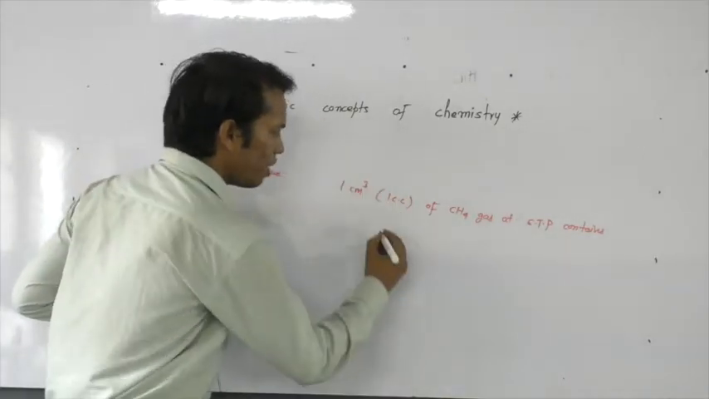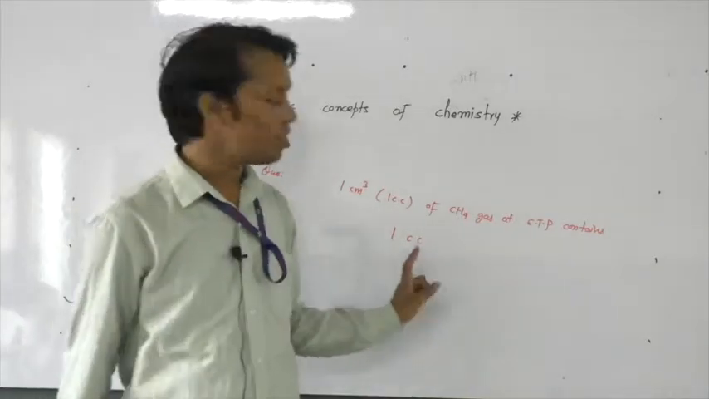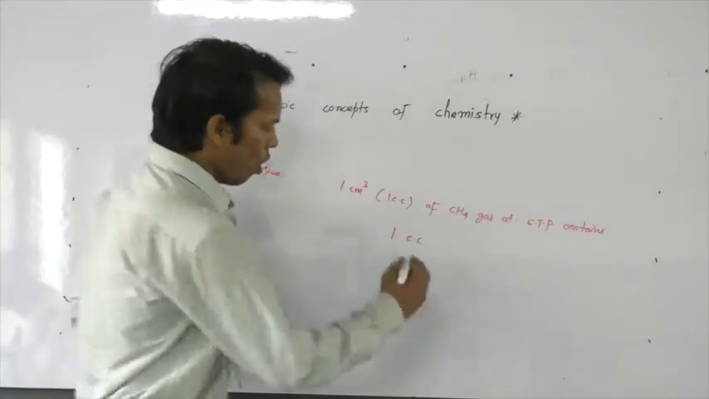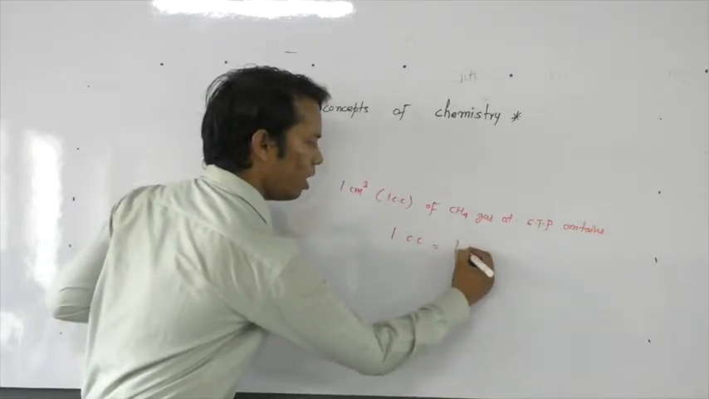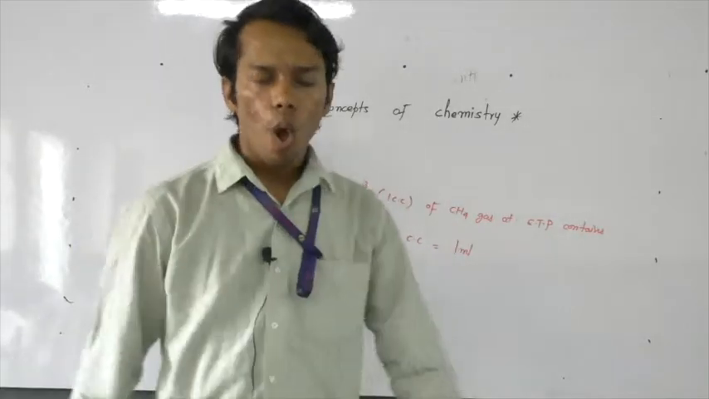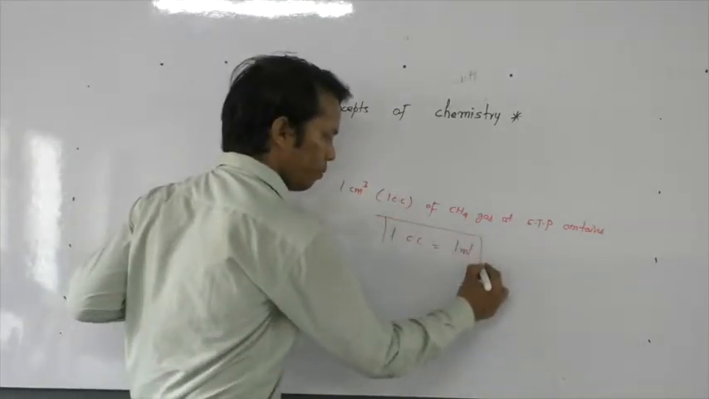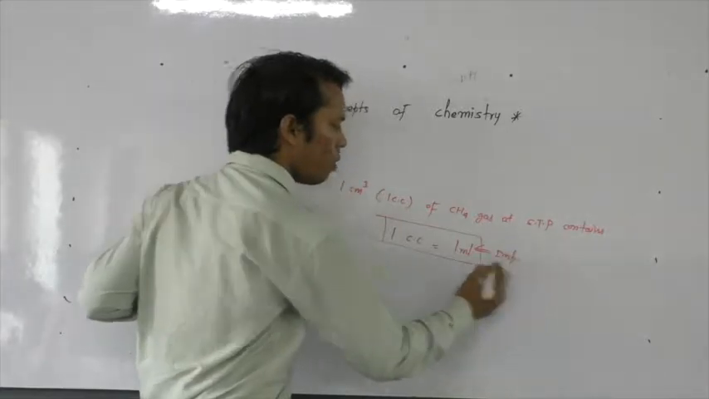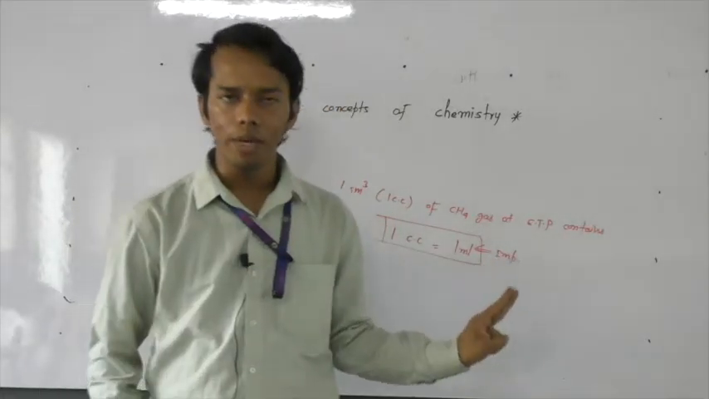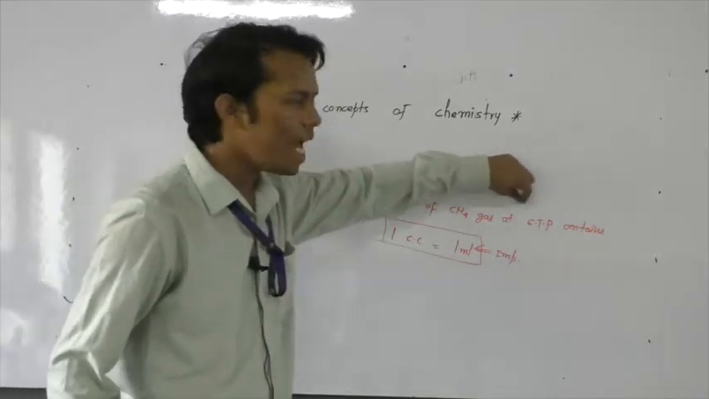See, so for that you should know what is 1 cc. What is 1 cubic centimeter? 1 cubic centimeter or 1 centimeter cube, it is equal to what? 1 ml. 1 ml, correct? 1 centimeter cube is equal to 1 ml. This thing you should know. This is very important. Okay, 1 centimeter cube is equal to 1 ml. So what they are saying, 1 centimeter cube of CH4 gas at STP.